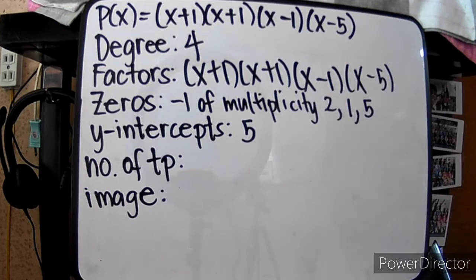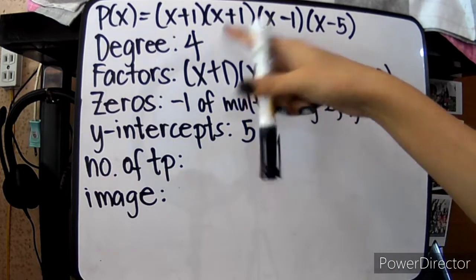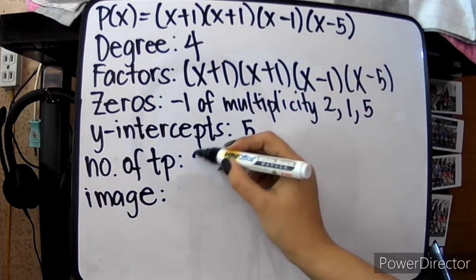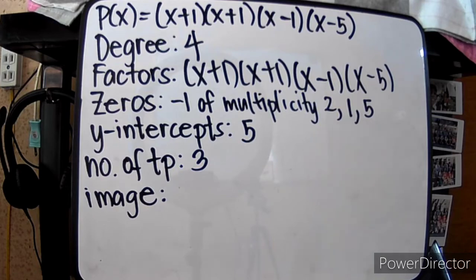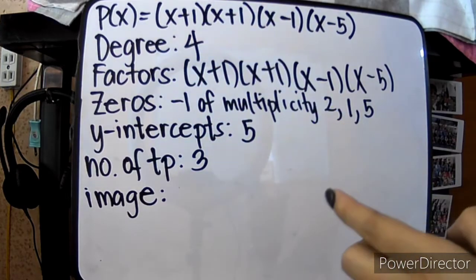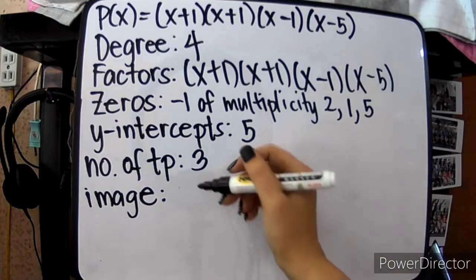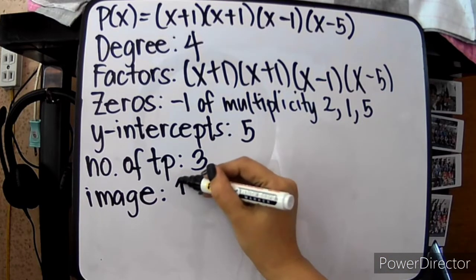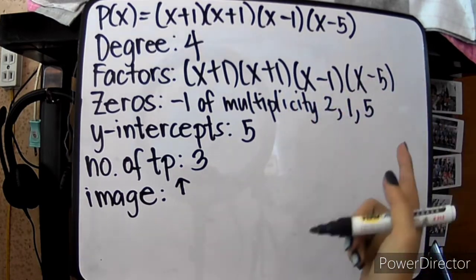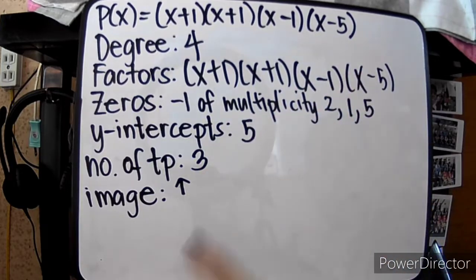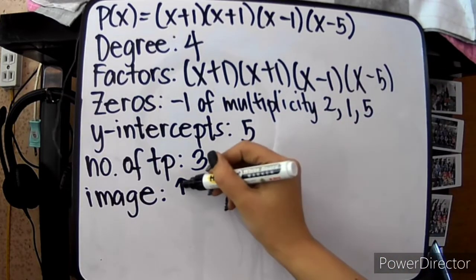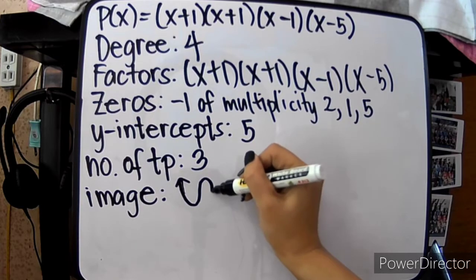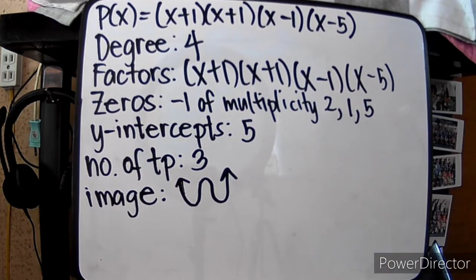And then, number of turning point. Again, yung degree natin, bawasan mo ng isa. That's 3. And then, image. Dahil ito ay even positive, sa taas magsisimula, matatapos din sa taas. So, sa left niya, taas, right niya ay taas. At dahil tatlo yung turning point, bilang tayo ng tatlo. 1, 2, 3. So, that is how you identify the image. Next is yung coordinates natin.